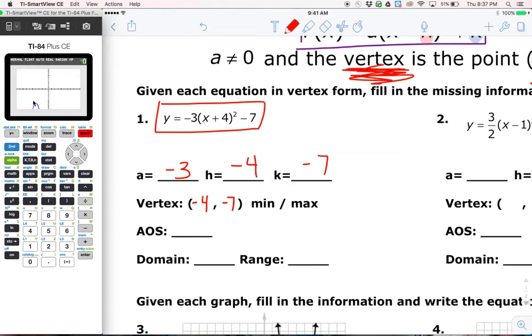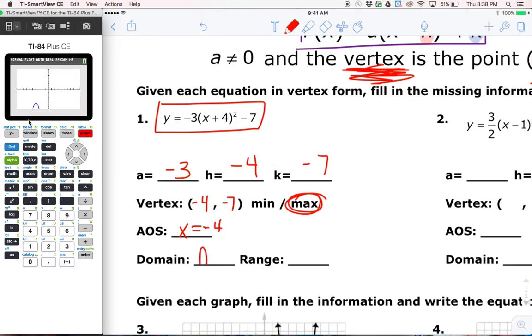First, you'll notice that my vertex is at negative 4, negative 7, just like we predicted. It looks like I have a maximum in this case, and I hope you start to notice that anytime a is negative, it produces that frown-shaped graph, that graph opening downward, which creates a maximum point. My axis of symmetry is x equals negative 4. Again, look at it from the graph. It's this x value right here that goes through the vertex, but hopefully remember it's always the same as the x coordinate of the vertex.